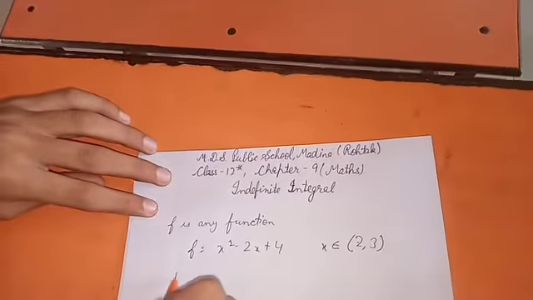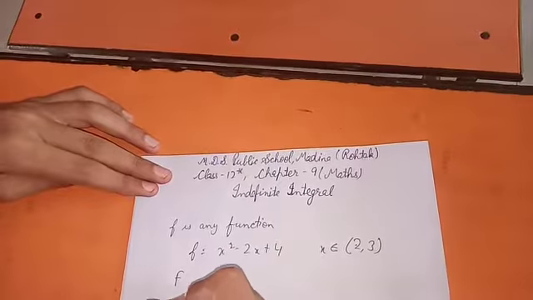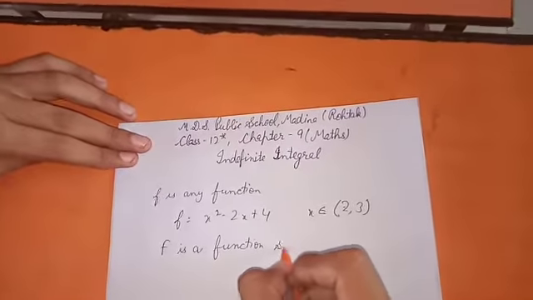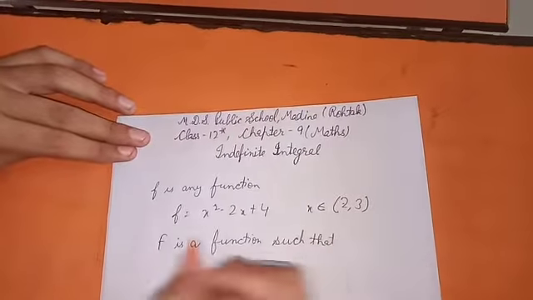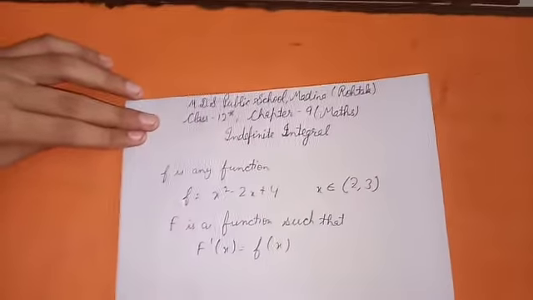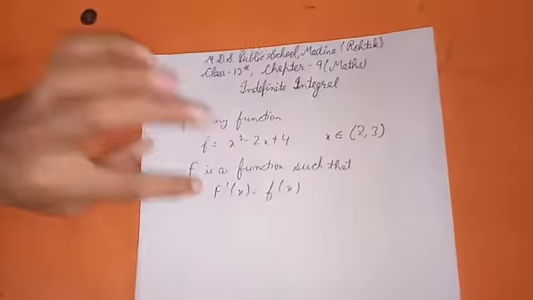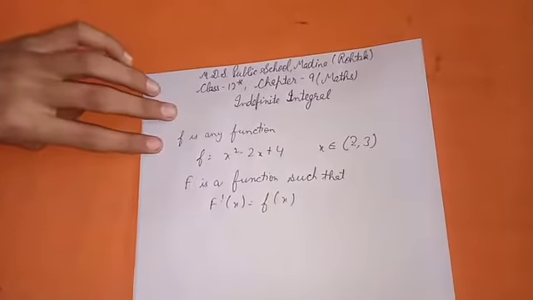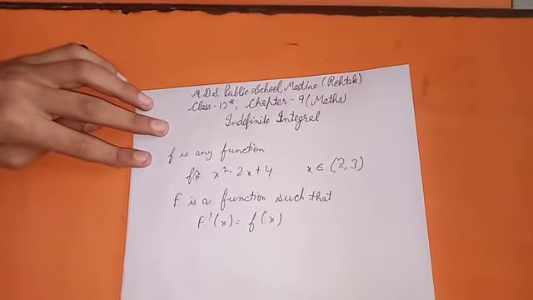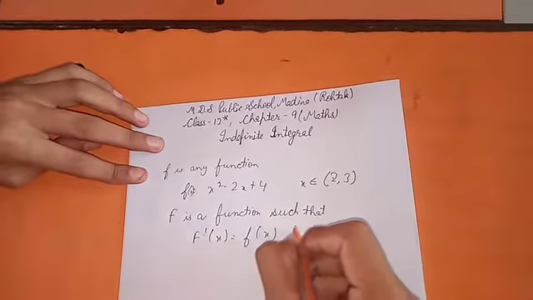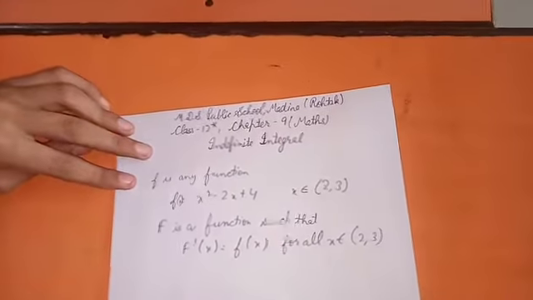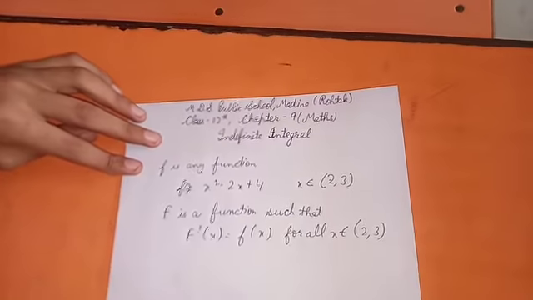Another function they have given us, capital F, is a function such that F dash x is equal to f of x. This dash means differentiation, means we have done the differentiation of this function, and then we have got our previous function, it is our f of x, for all x belonging to 2 to 3. It is our interval.